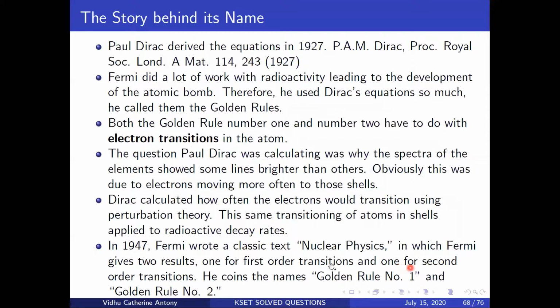So this is basically how it got called golden rules. He took somebody else's work and dubbed it as golden rules, and because he dubbed it that, he got the credit for it. It's Dirac who actually derived them.